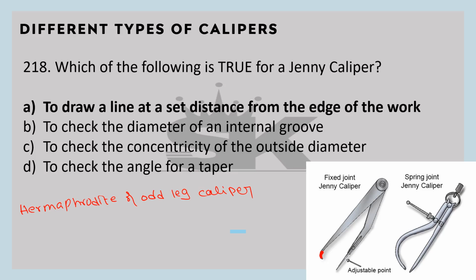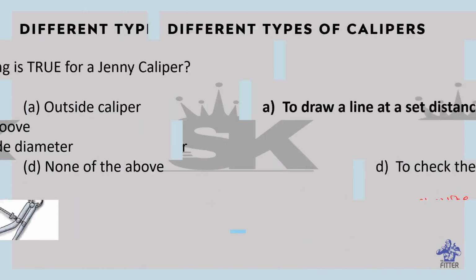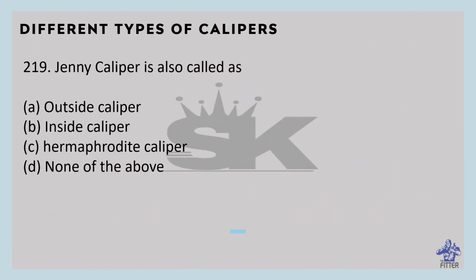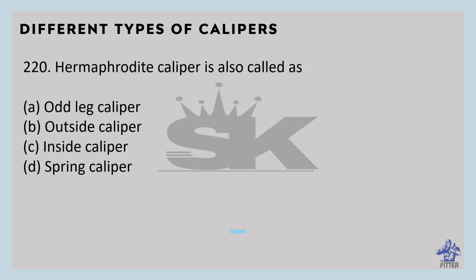It can be used to look at the center of cylindrical shaped pieces. And also used to draw a line at a set distance from the edge. Jenny caliper is also called, as we have discussed, hermaphrodite caliper. So you can observe how many repetitive questions are related to the Jenny caliper. Here the option is odd leg caliper. So Jenny caliper is the most important thing you have to remember.